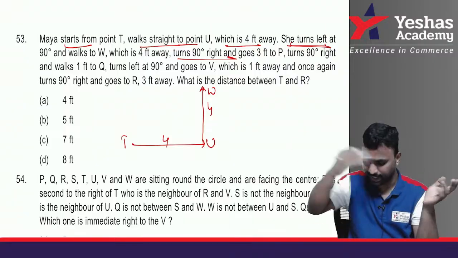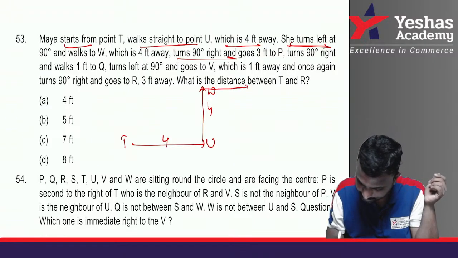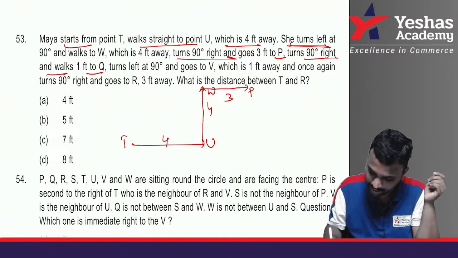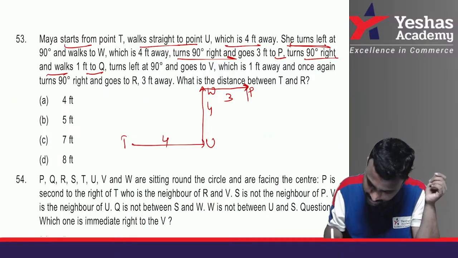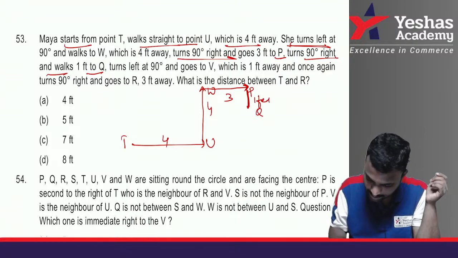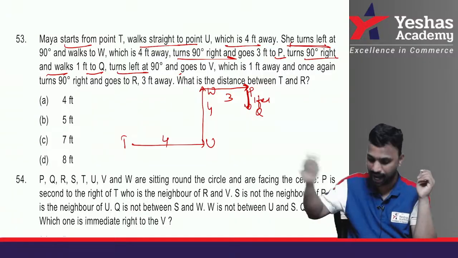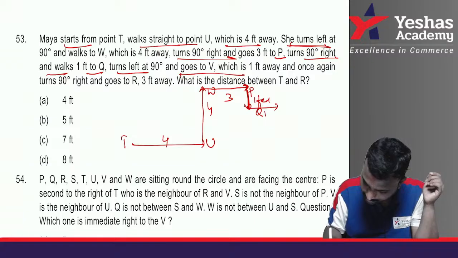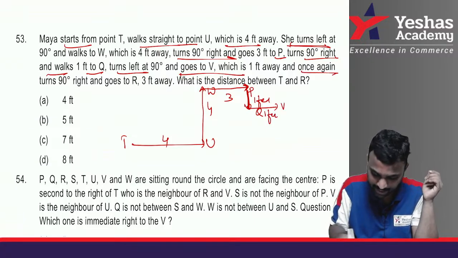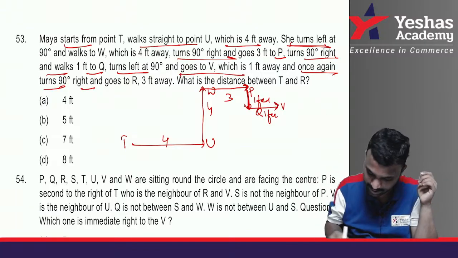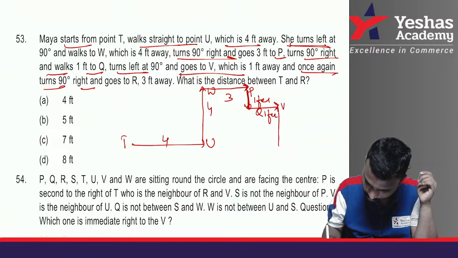Turns 90 degrees right. Right is our right only. How many feet? 3 feet to reach the point P. Turns right 90 degrees, walks to Q. Right is which side? Downwards. So how many feet? 1 foot. This is Q. And then turns left. Tell me, left is which side? Our right. And how many feet? 1 foot to reach V. Once again turns 90 degrees right. Tell me, right is which side? Going towards east, right is downwards, and walks 3 feet. Yes or no? Walks 3 feet.